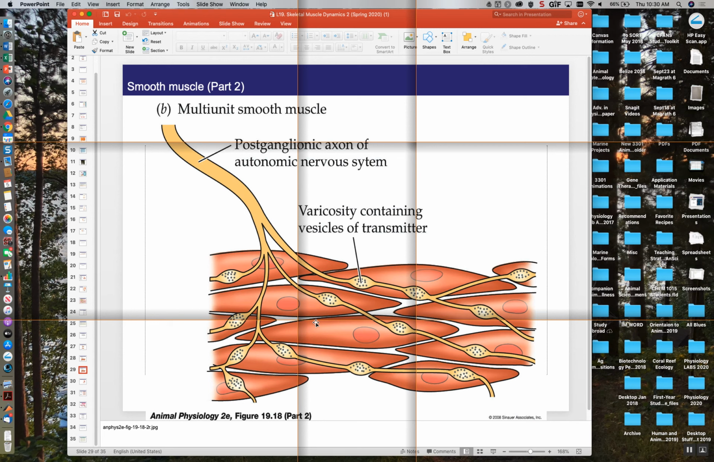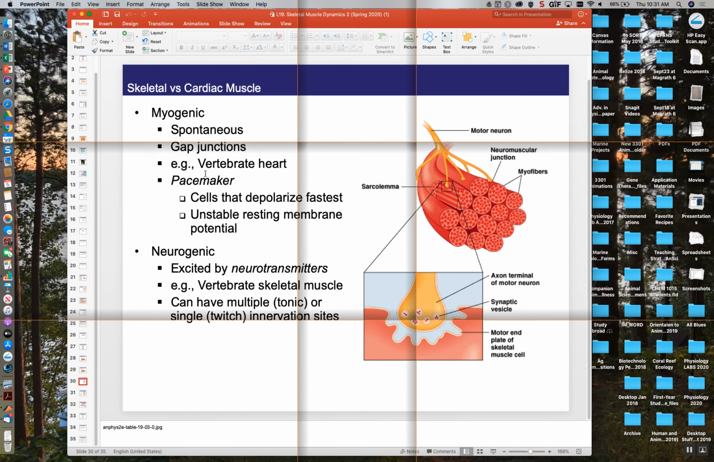Pretty good? So without gap junctions, then it just depends on when that motor neuron is fired, or that autonomic nervous system, all those neurotransmitters are released. And they will contract independently from each other. That's why this is called multi-unit. All right. So let's move on away from smooth muscle cells. Just remember that there's some key differences, but all muscle requires an increase in intracellular calcium for contraction to occur.